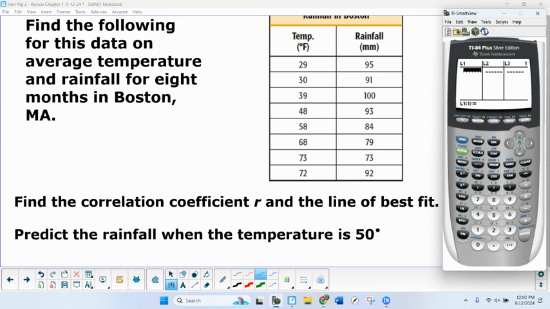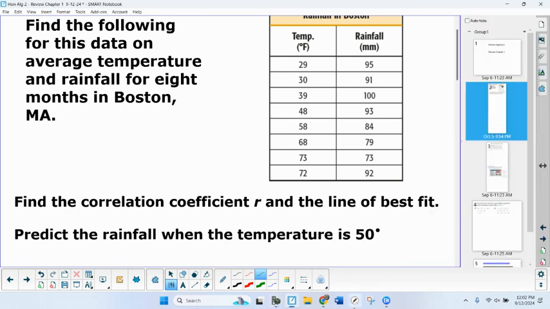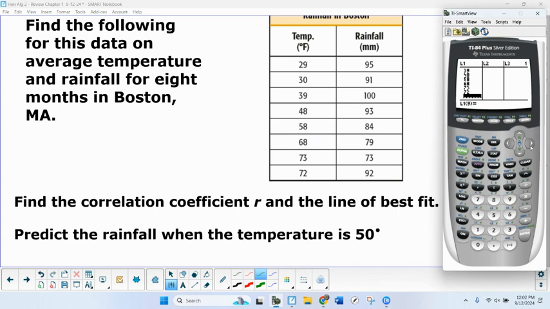All right, so list 1, I'm going to enter. It's right there. 29, 30, 39, 48, 58, 68, 73, and 72. Now I'm going to come over, and I have 95, 91, 100, 93, 84, 79, 73, and 92. All right, so I've got it entered.